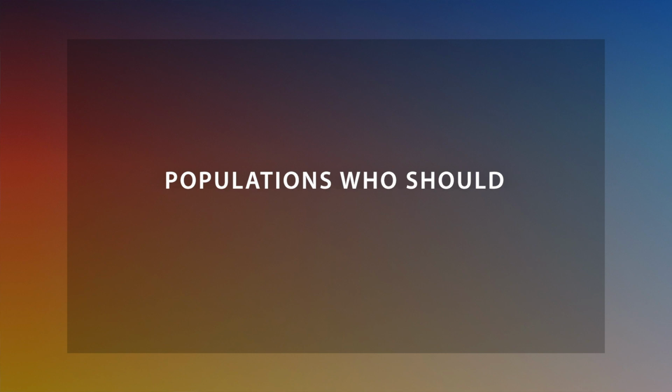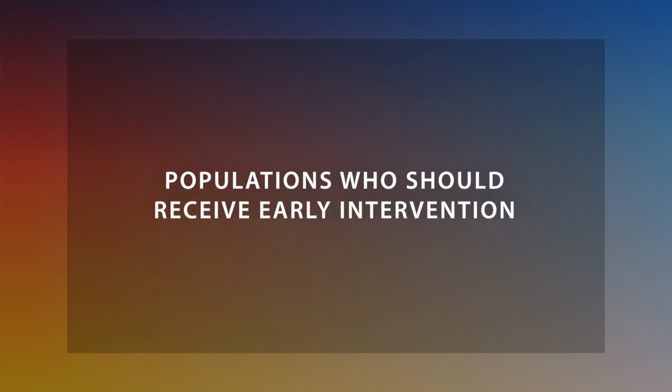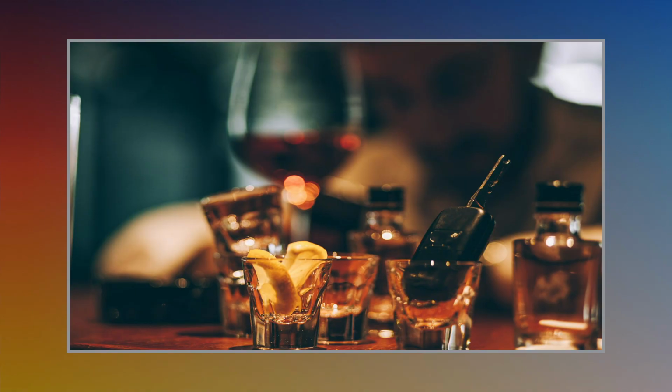Let us now talk about populations who should receive early intervention. Adolescents and adults who are at risk of or exhibit indicators of substance usage or a minor substance use disorder should receive early intervention. People who binge drink, or those who have had at least 5 drinks for men or 4 for women in a single setting at least once in the previous 30 days, are one category that often needs early intervention.